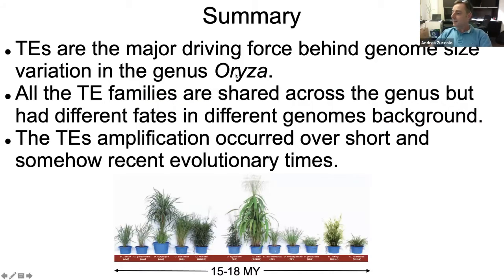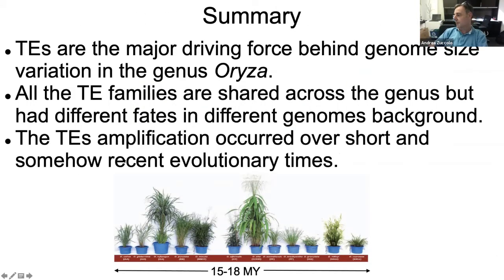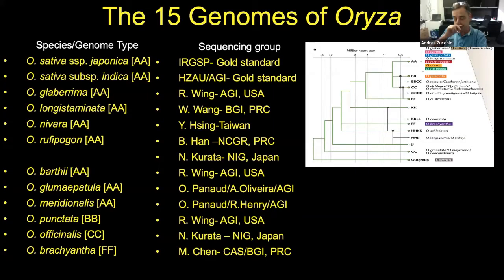Now, these are the major driving force behind genome size variation in the genus Oryza. All the T families are shared across the genus, but had different fates in different genomic backgrounds. And the T amplification occurred over short and somehow recent evolutionary times.